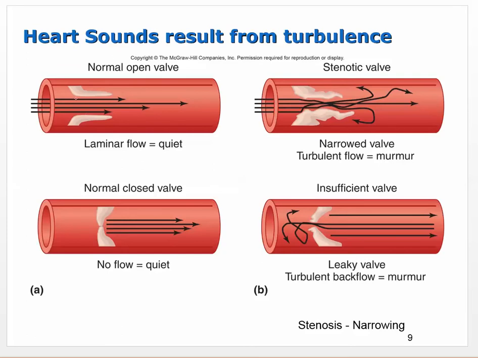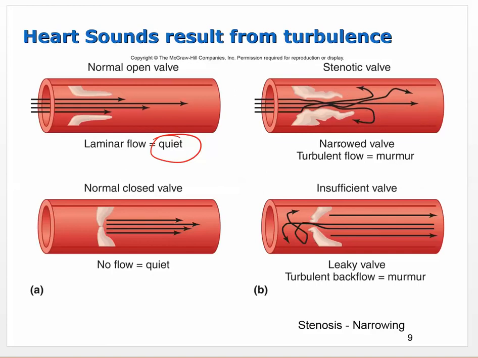Normally, if a valve opens nicely, there's going to be very little turbulence, so it's going to be quiet. But when it is stenotic, and that's a term you need to remember, stenosis or stenotic means that it is a narrowed valve, which means that there is going to be an interruption, and you can see in this image that you have a lot of turbulence. So you have this turbulent flow, and that's going to contribute to the sound.